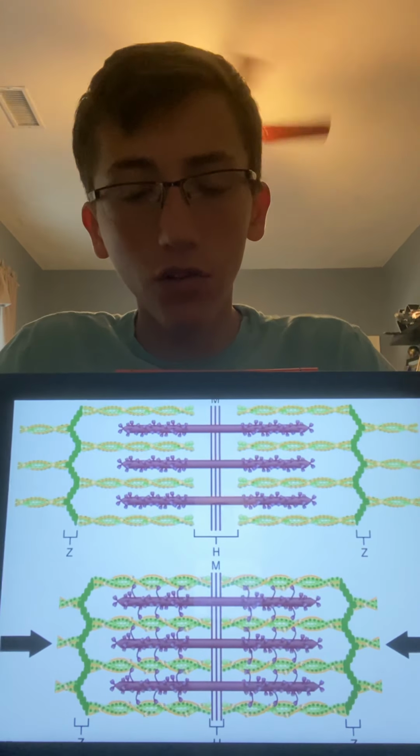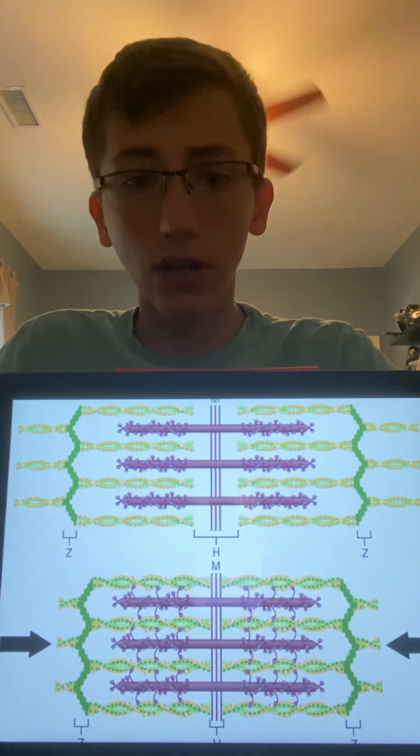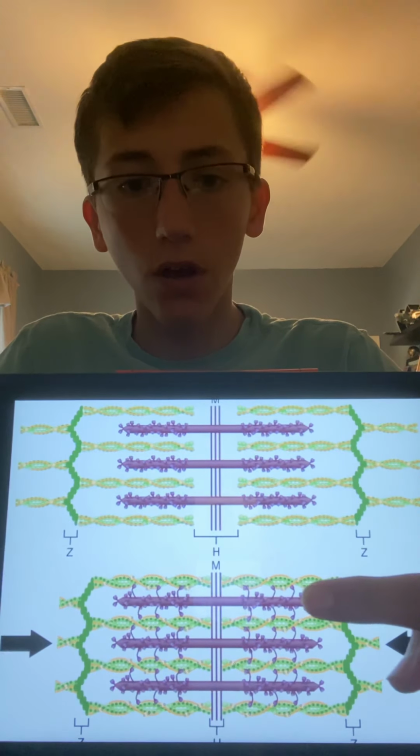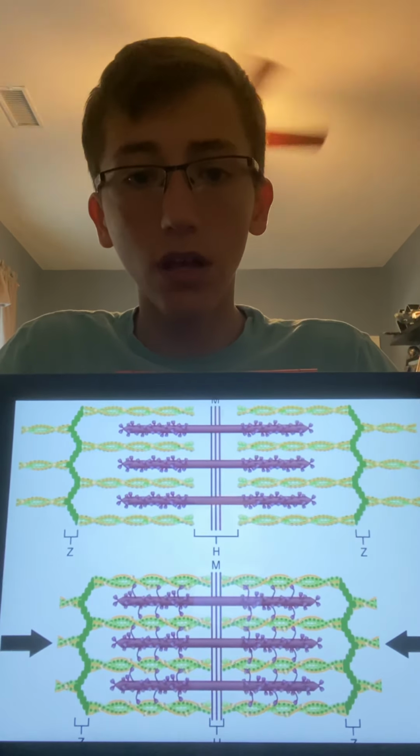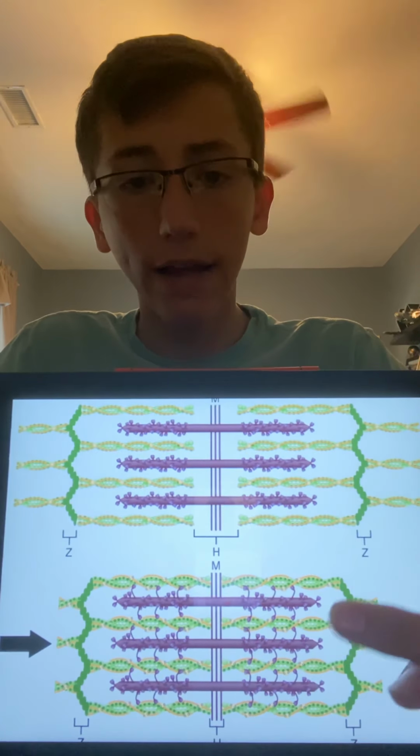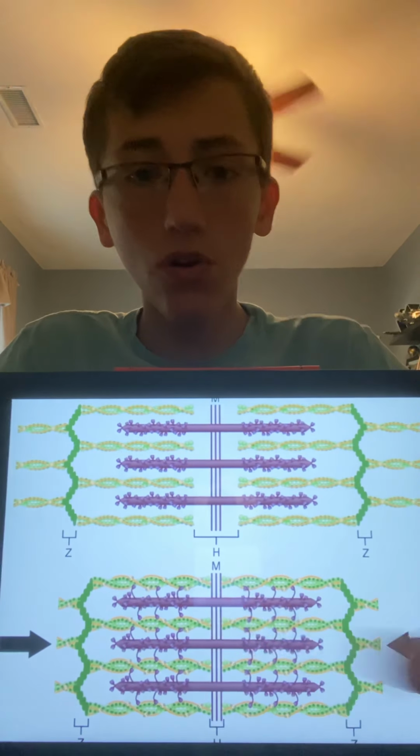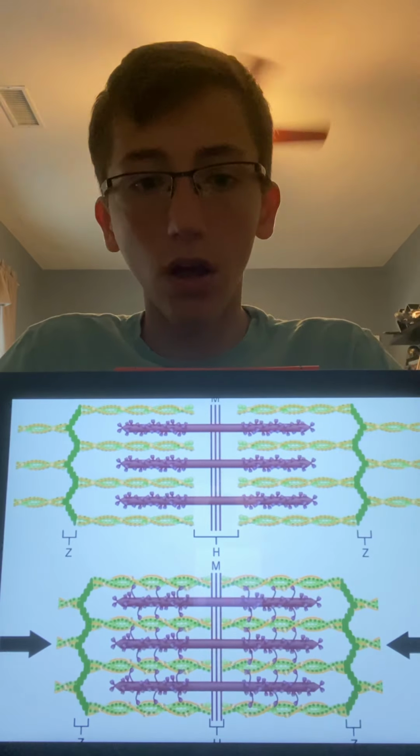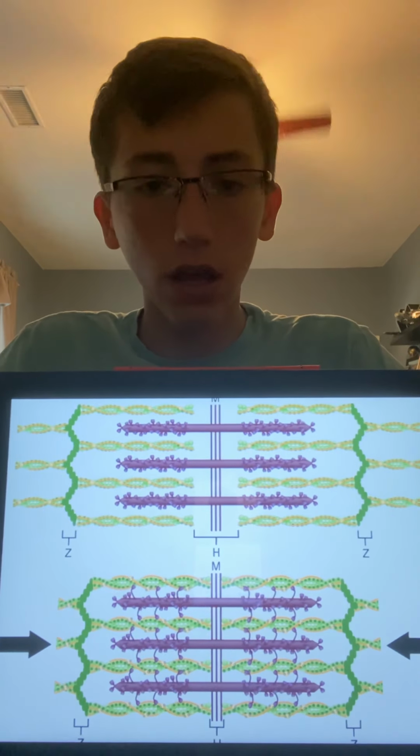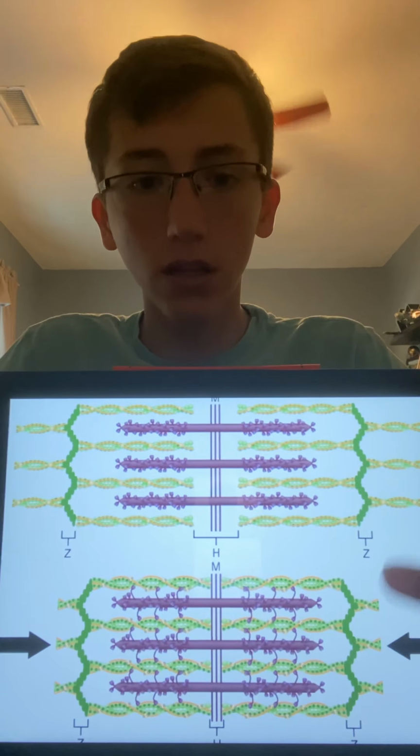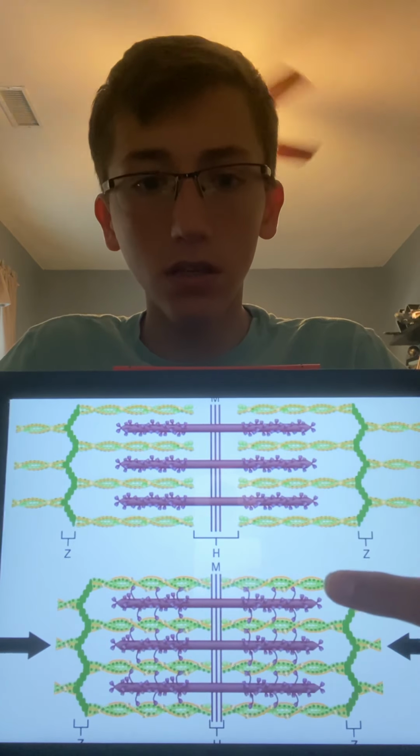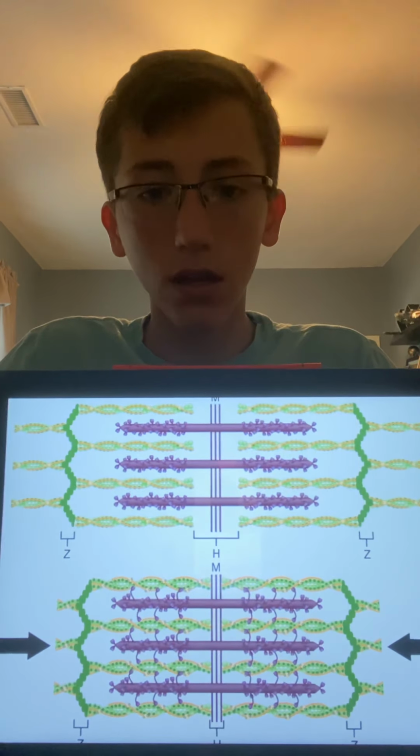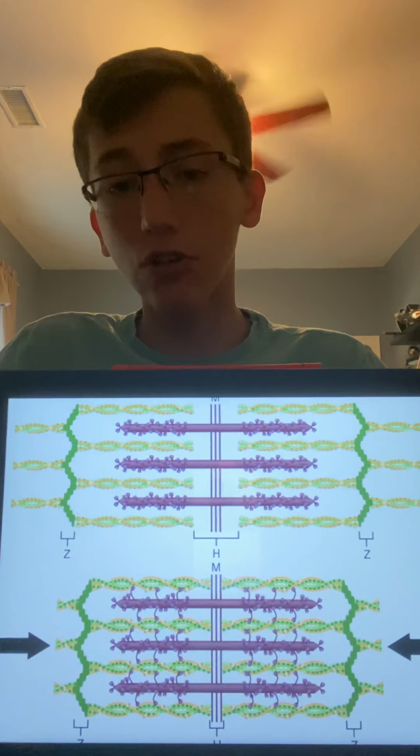As you can see at the bottom, the myosin heads have attached, and they have pulled the actin to the center of the sarcomere, and as you can see by the arrows, it's causing the muscle to contract, as you can see from the Z-discs have moved. And that is how muscle contraction works on the cellular level.